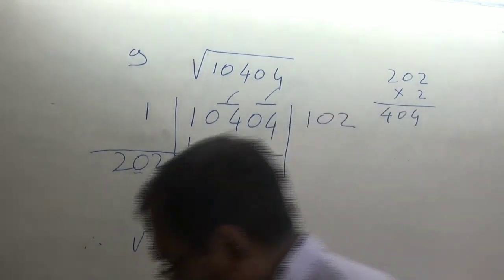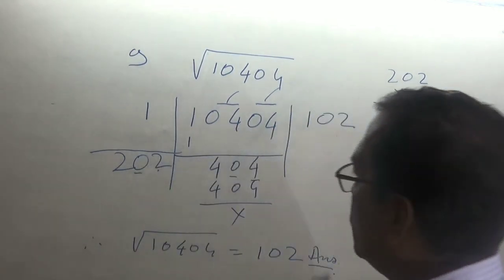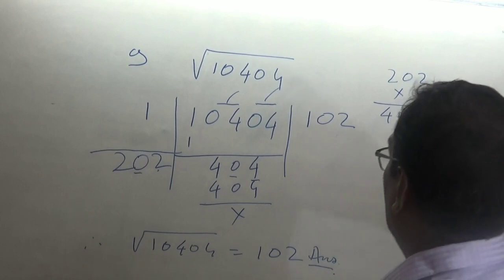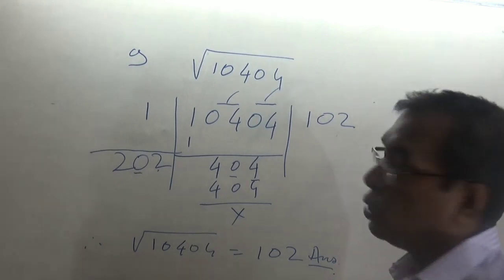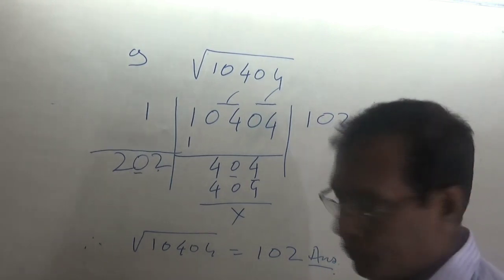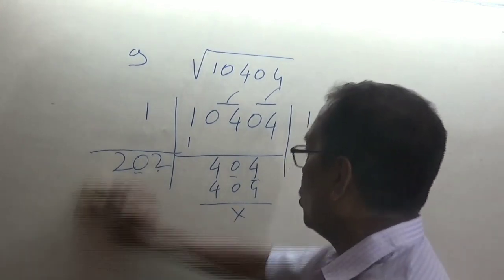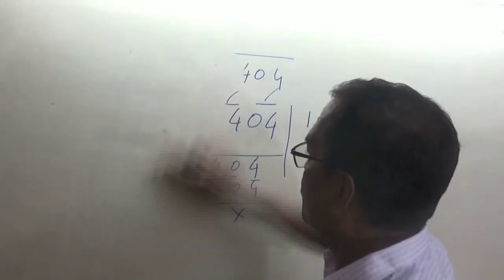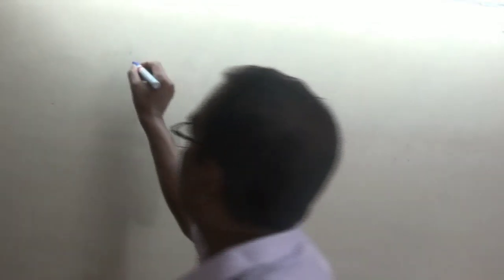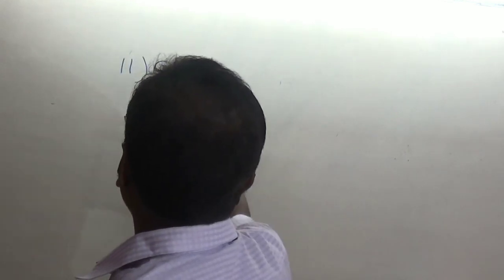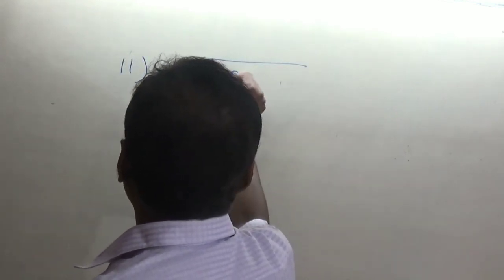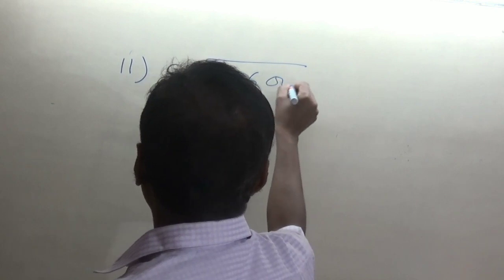Now let us go for some more complex questions. Should I rub? Okay. So you will have to do it very nicely. More examples. The question is question number 11. We will have to find the square root of 196 followed by 20.